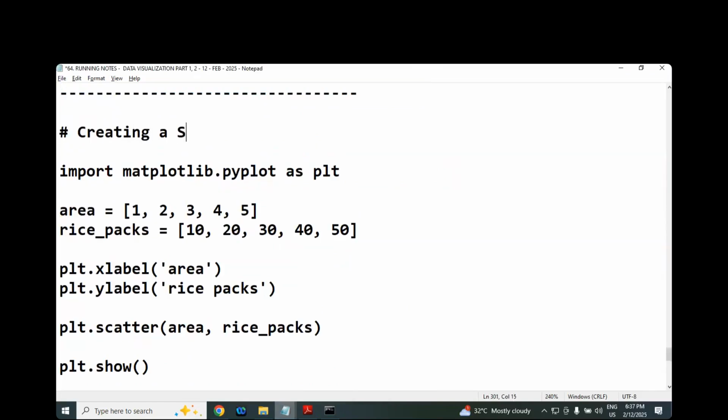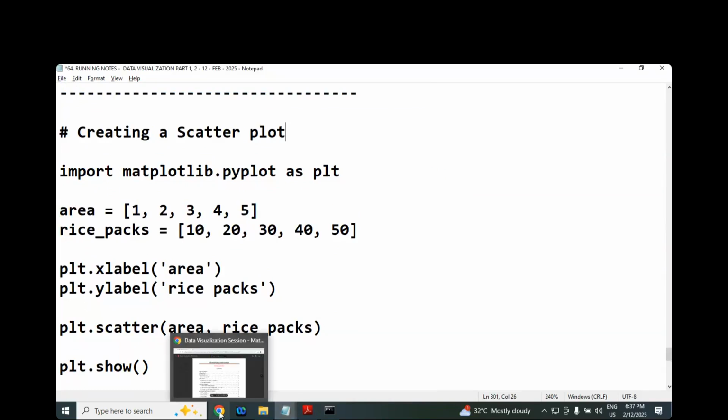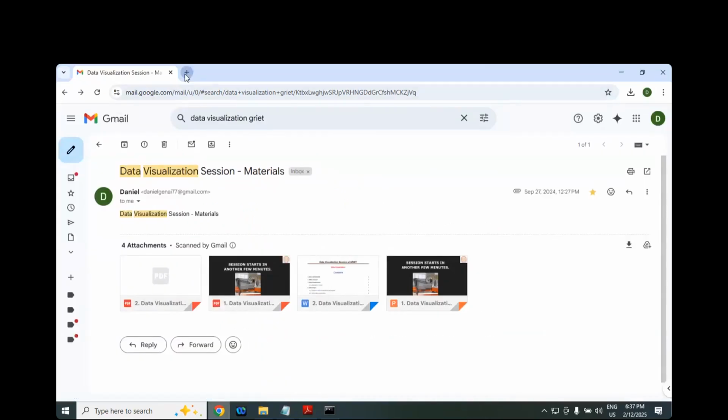Creating a scatter plot. Sir, what is your name? Yesterday you told something, I didn't upload yesterday. 15th running notes, 58, 58, am I right? Didn't upload? Oh, is that so? We'll do one thing.